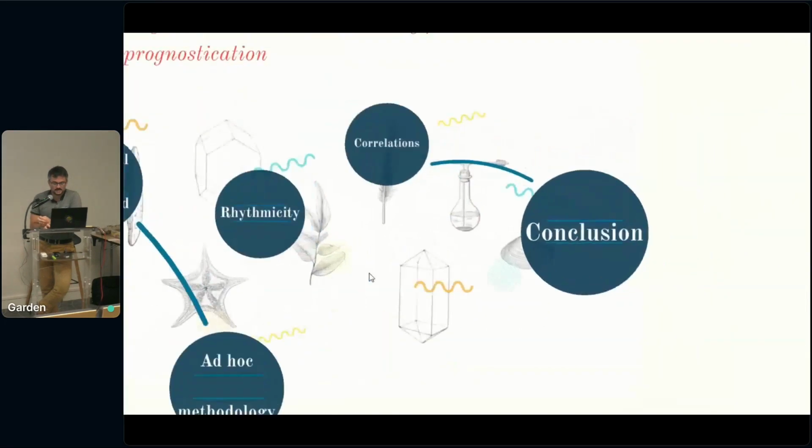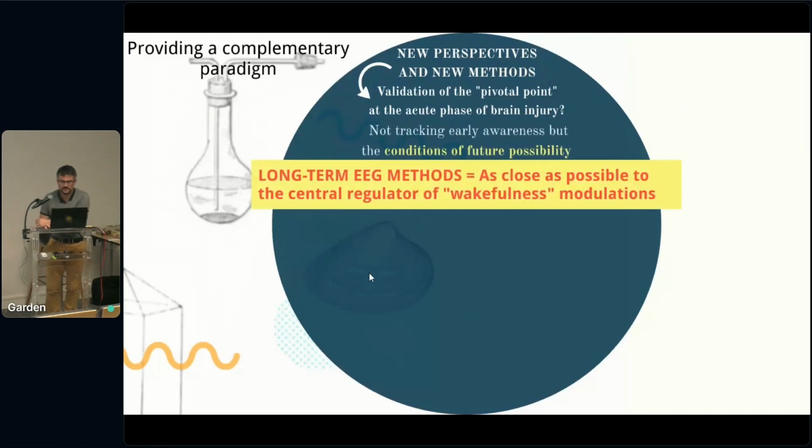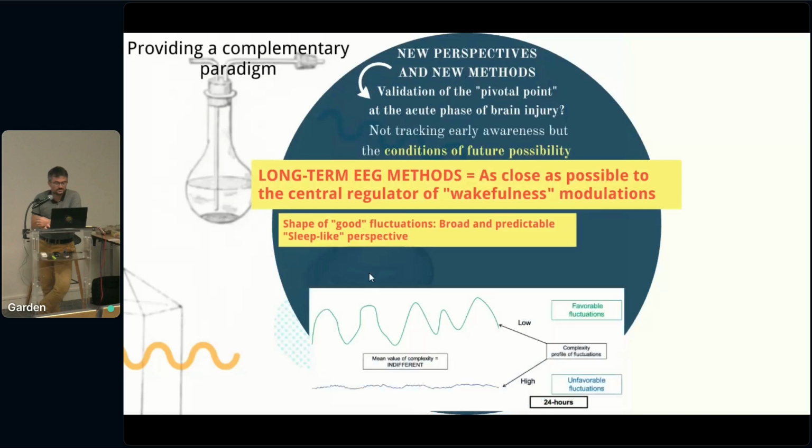So as a conclusion, this new perspective on EEG and the new methods we developed to assess them probably help us to validate the pivotal point we proposed in the introduction: in the acute phase of brain injury, we are not tracking early awareness, but the condition of future possibility of awareness. And the long-term EEG methods help us to go as close as possible to the central regulator of the wakefulness modulations. And perhaps the shape of the good fluctuation, which are broad and predictable, have sleep-like patterns.